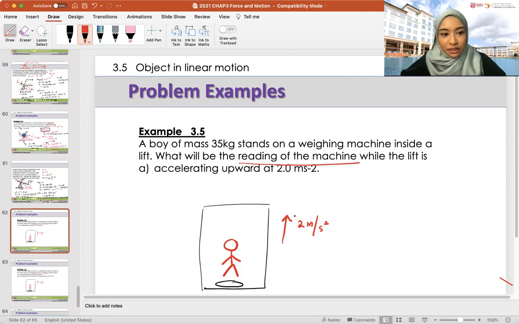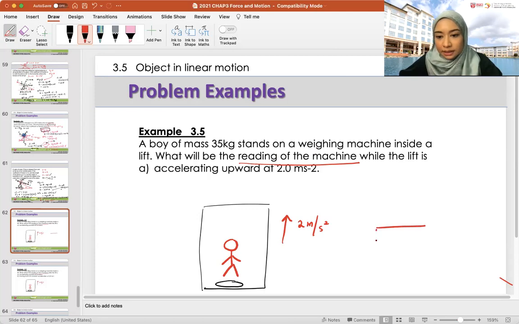Okay, next. So let's talk about this guy. Oh, it's almost time. Let's just talk about the concept lah, okay? So a boy of mass 35 kilograms stands on a weighing machine inside a lift. So when we have a weighing machine, what it is measuring actually is reaction force. It's not actually weighing mg tau.